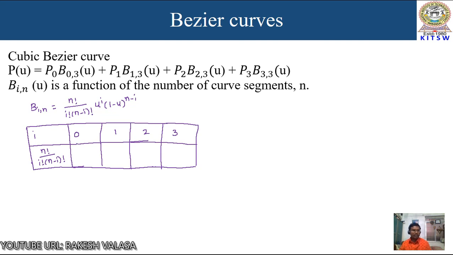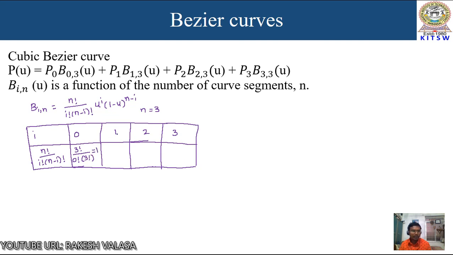Now let us take i equals 0 and n equal to 3. Here n is the number of control points, 3. So 3 factorial by i factorial, that means 0 factorial, into n minus i, that is 3 minus 0, 3 factorial. So 3 factorial by 3 factorial equal to 1.